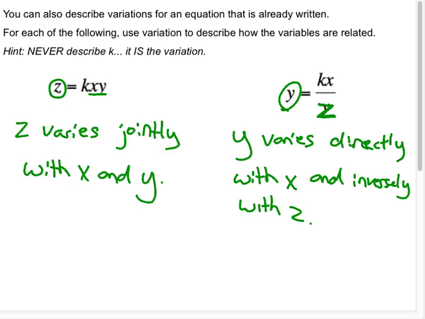Now, here's a little caution for you. Notice, I never described K. Because K is the constant of variation, you don't describe K in it because you're just relating everything to whatever K is. So again, just make that mental note here that when I'm describing it, I never describe the K. I describe only the variables that are around it.